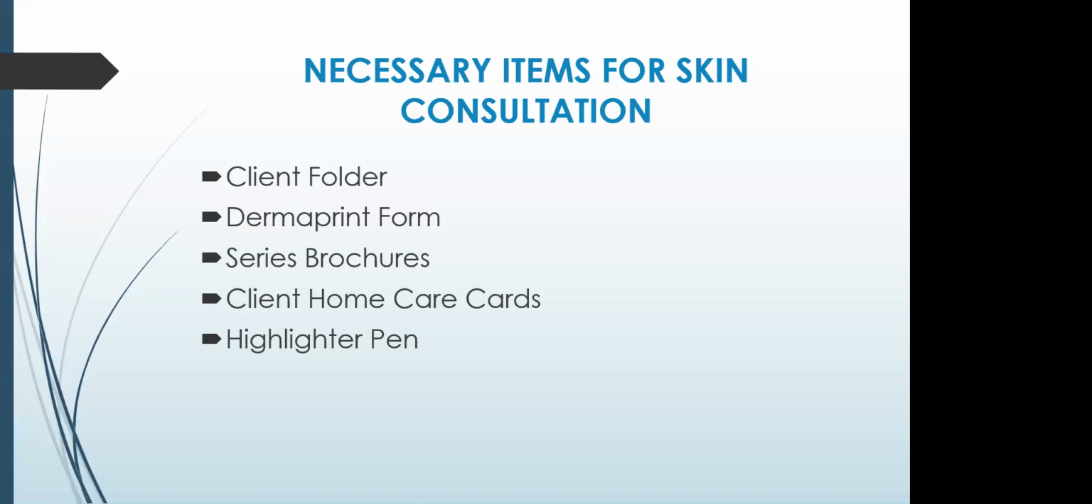Then you're going to need your actual Dermaprint form. And this is the key to recommending the appropriate skincare products and in-salon treatments, all geared to your client's specific needs. You're also going to want your treatment series brochures. This is going to explain the treatment benefits and the treatment procedures for each of the 5 treatment series programs. And then you'll have your client home care card. These are just easy to follow and understand. These brochures are going to explain how to use the home care products and in what order. And then you're going to need a highlighter pen or just something to write with. If you don't have a highlighter, you can always just circle as opposed to highlighting on your Dermaprint form.